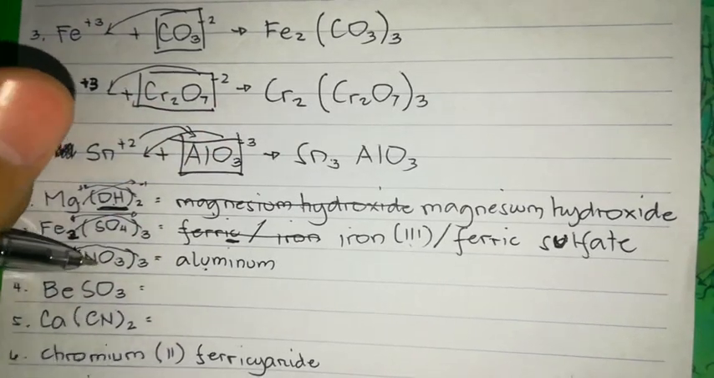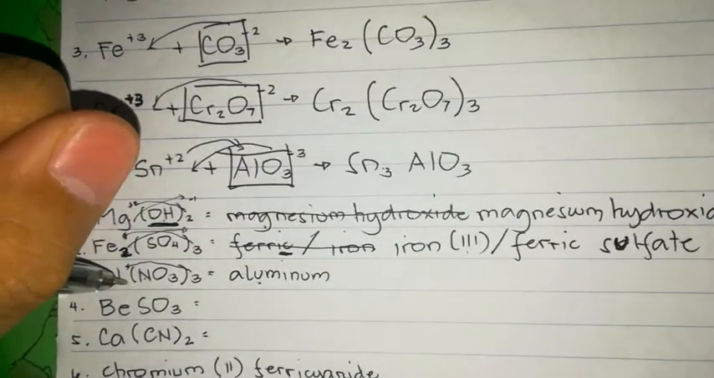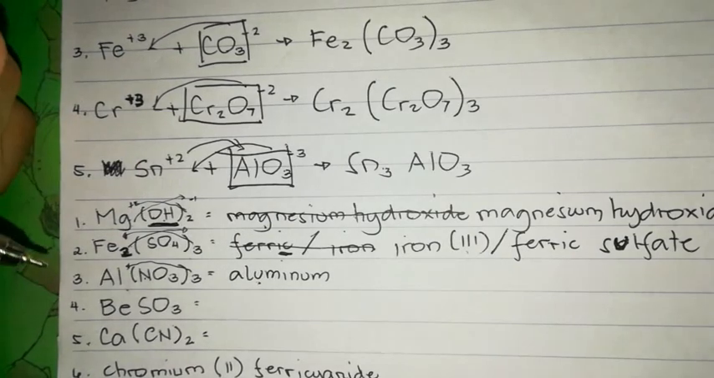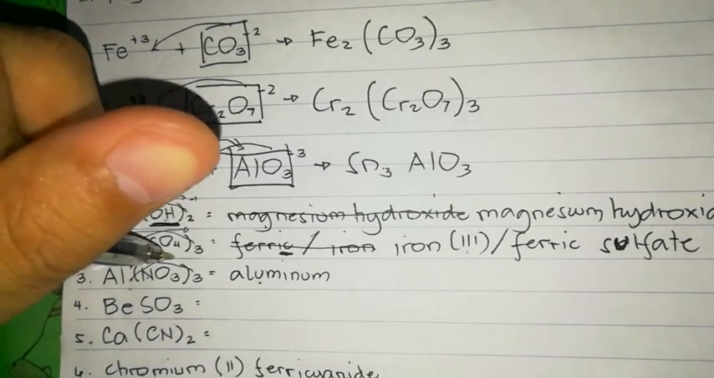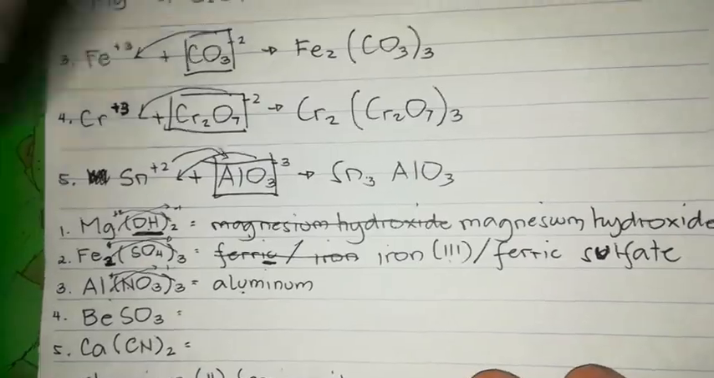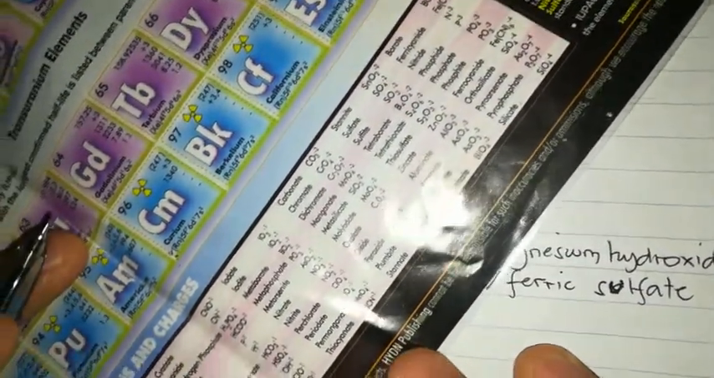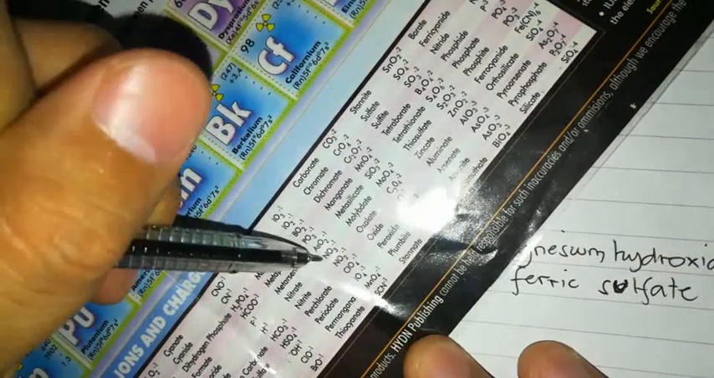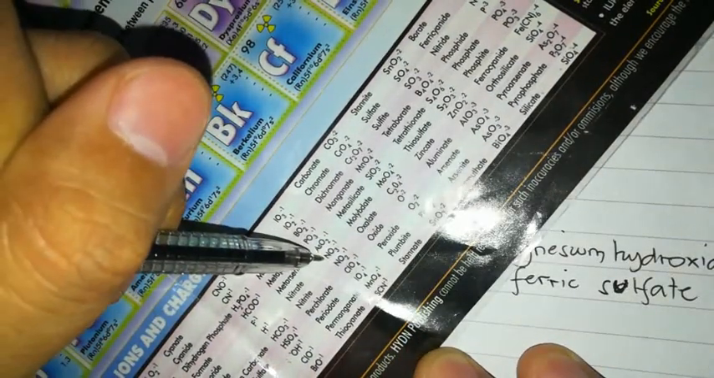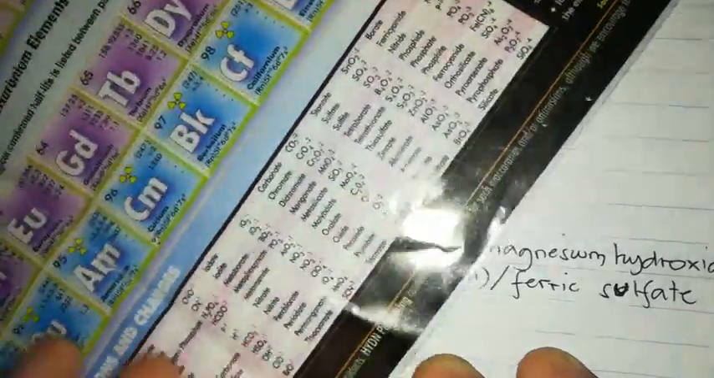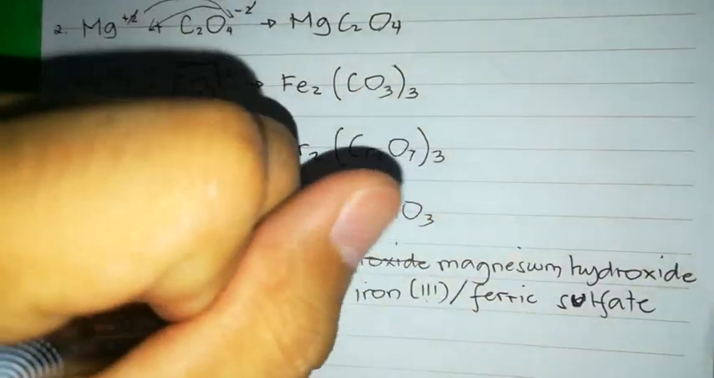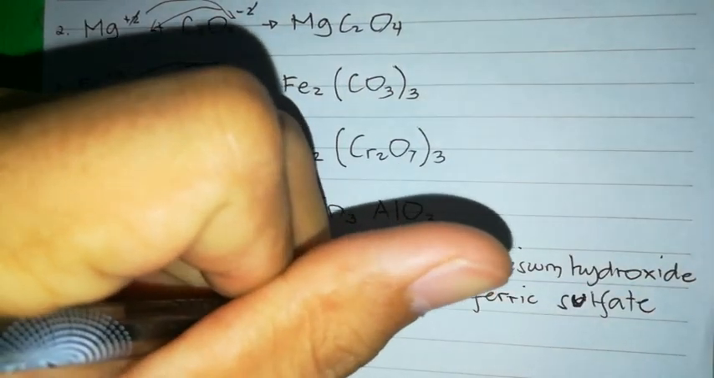Next, si NO3 naman, ang kanyang original charge ay walang nakalagay na number but it is understood na 1. So, hanapin natin dito ang NO3 na may negative 1 na charge. Ito po siya. So, NO3 na negative 1 ang charge, ang pangalan niya ay nitrate. So, this is aluminum nitrate.